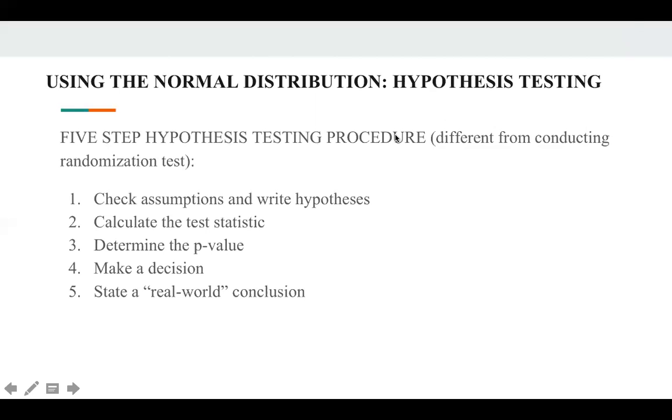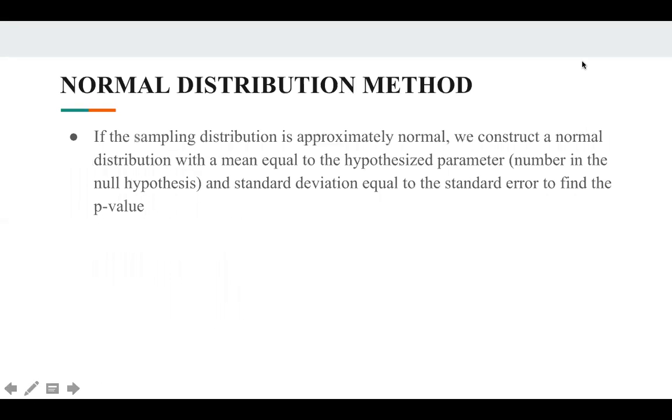First, we're going to talk about hypothesis testing. There's a 5-step hypothesis testing procedure. It's a little bit different from the randomization test, but it's kind of the same idea. We're going to walk through an example of it, but the steps are that you check assumptions and write hypotheses, then you calculate the test statistic, then determine the p-value, make a decision, and then remember to state a real-world conclusion at the end. We're going to go over an example after.